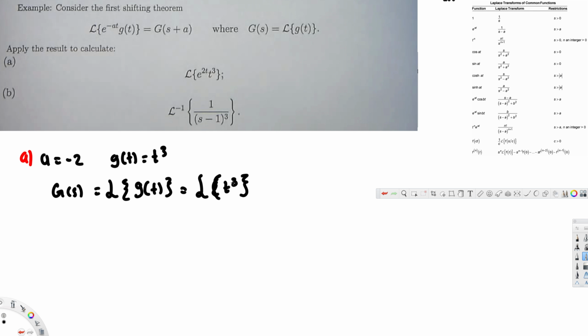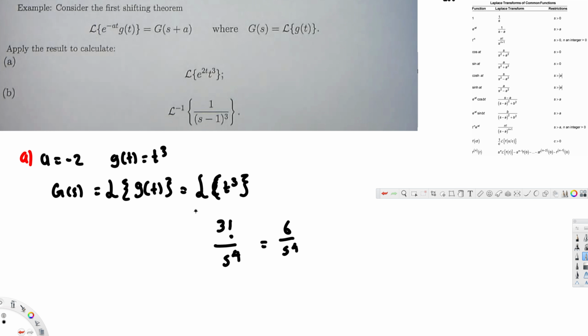In our case power is 3, so this is going to become 3 factorial over s power 3 plus 1, that's going to be 4. So s power 4, right? So this is our 3 factorial over s power 4, and if you get the 3 factorial, that's going to be 6 over s power 4. Therefore this is our Laplace transform.